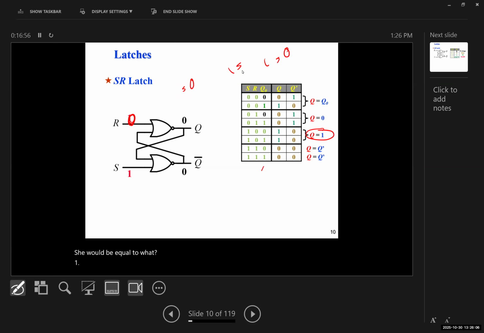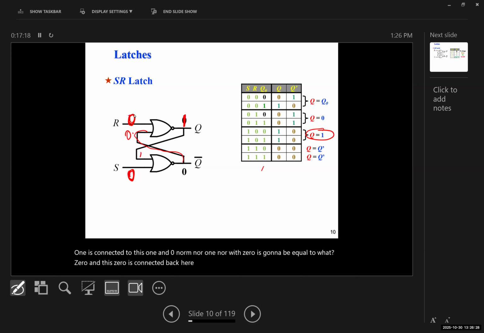Now imagine Q is set, okay, and this is 1, okay. Now I want to change both of them to 0. Let's see what happens. 1 is connected to this. 1 and 0, 1 NOR with 0 is going to be equal to what? 0. And then 0 is connected back here. 0 and 0 NOR is going to be equal to what? 1. And then 1 again, NOR with 0 is 0. So it's stable. So what happened? Did Q change? No. So when S and R are 0, 0, we would have no change in the output.